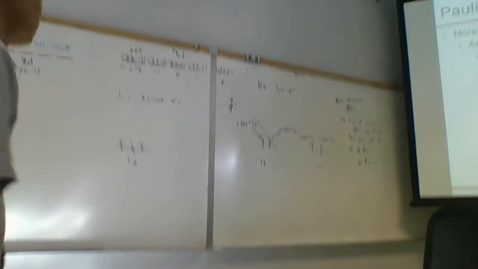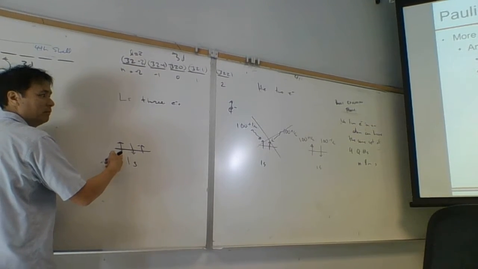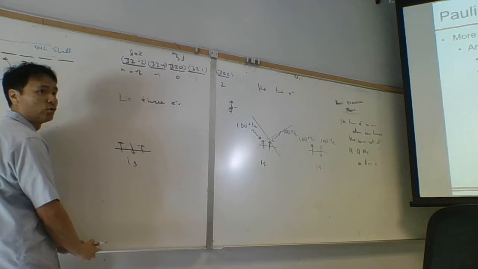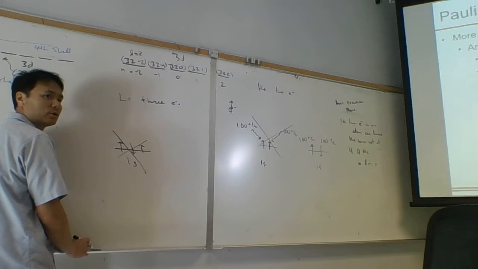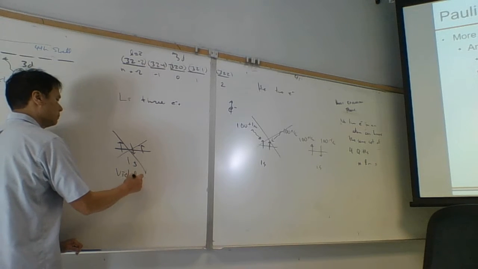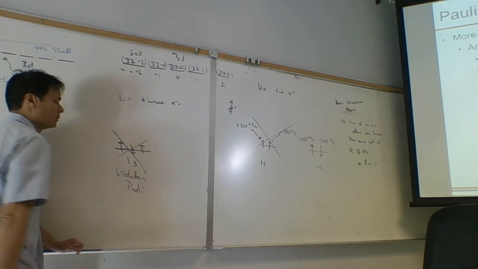No. It's not okay because the first and the third electron will have the same set of 4 quantum numbers. So this violates the Pauli exclusion principle. Violates Pauli. So we can't put 3.